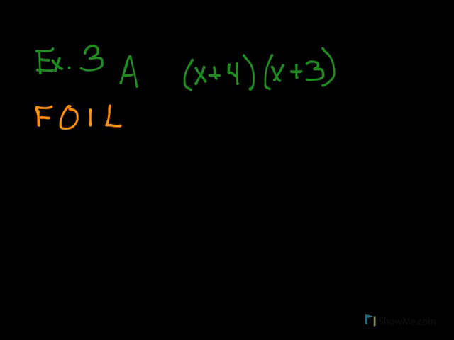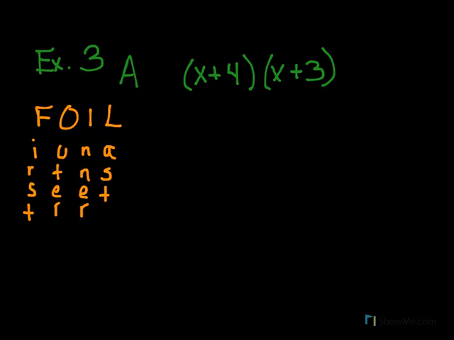FOIL stands for first. Please write this down. First, outer. The I is for inner. And the L is for last. So that's what FOIL stands for: first, outer, inner, last. What the heck does that mean? Well, this is it.